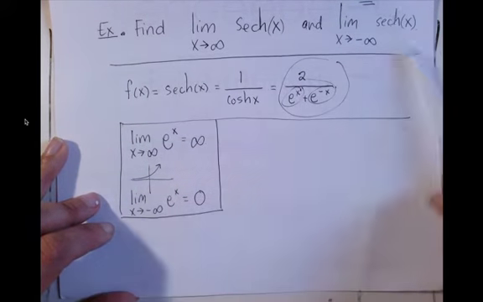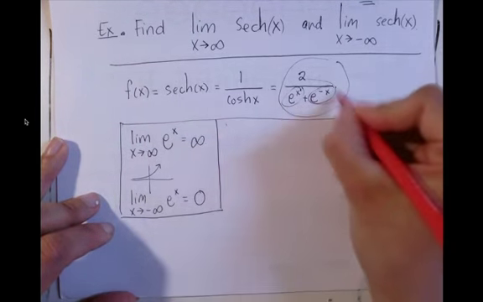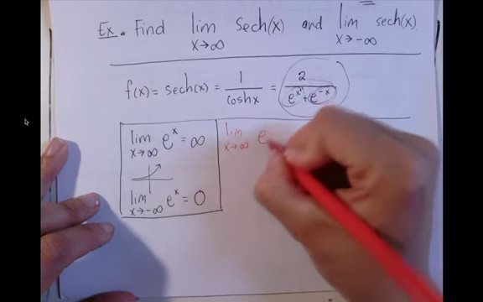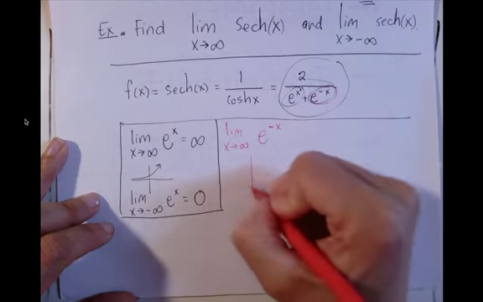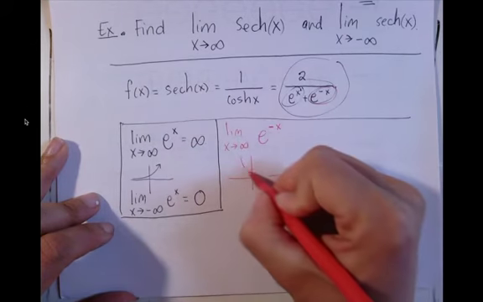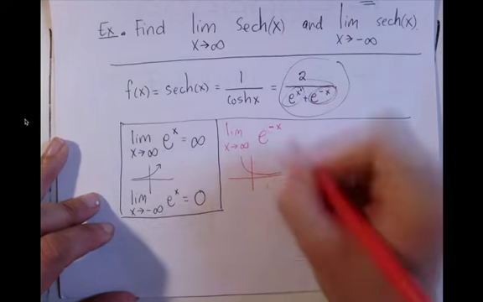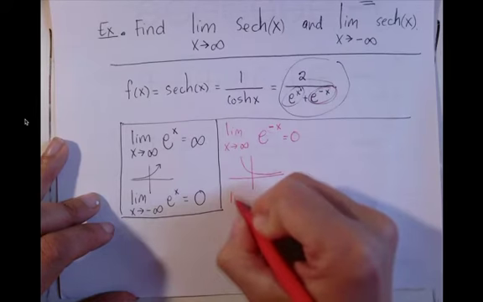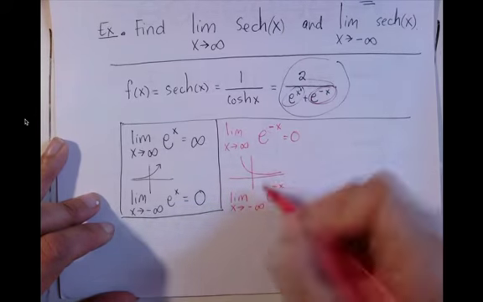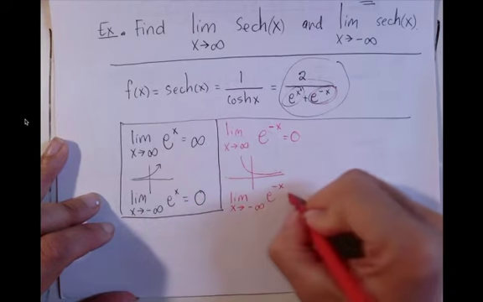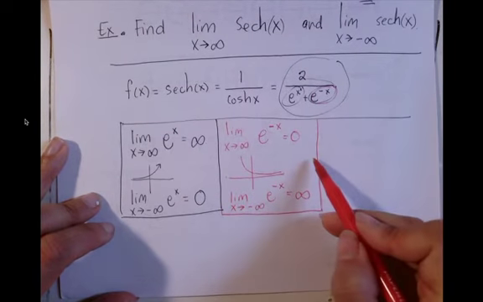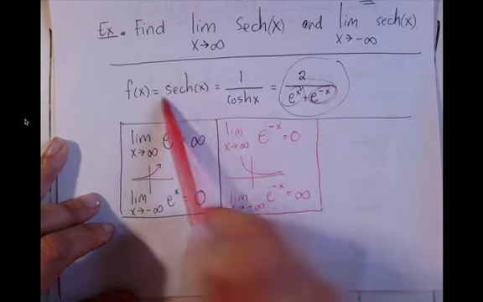I'm also going to take another look at this function. So the limit as x approaches infinity of e to the opposite of x. Well, let's just take a quick look at the graph. We know that this is just a reflection of this function over the y-axis. So as x approaches infinity, this limit is 0, and the limit as x approaches negative infinity of e to the opposite of x. Well, if we look at this, we see it blows up. So this is infinity. These limits are useful to look at when you're computing limits of hyperbolic trig.